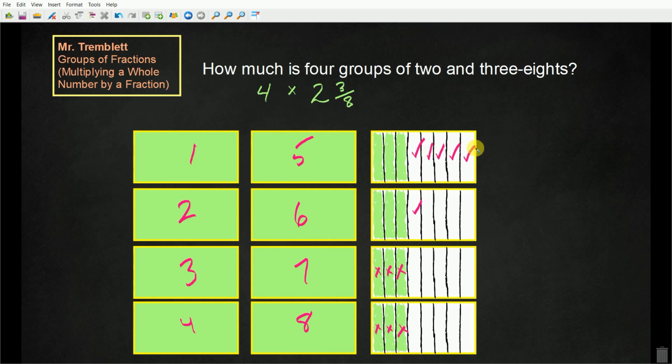So I was able to make another full rectangle here, which makes 9. And then what happened to this one? I have 1, 2, 3, 4 shaded out of 8. So if I'm going to write what this is equal to, it's actually 9 full rectangles and then 4/8. But we know that 4/8 is the same as 1/2. So if we were to do 4 groups of 2 and 3/8, we would actually have 9 full rectangles and half of another.